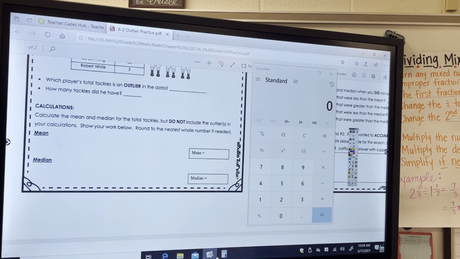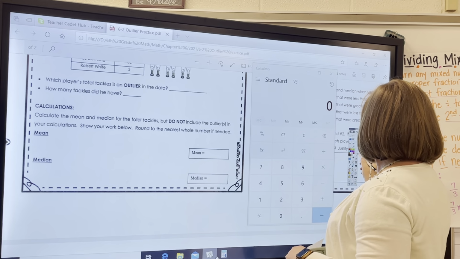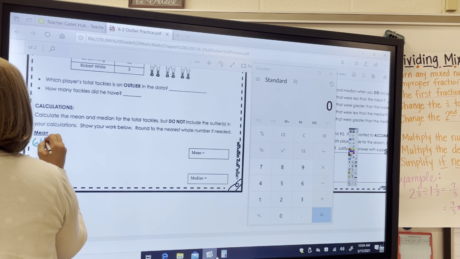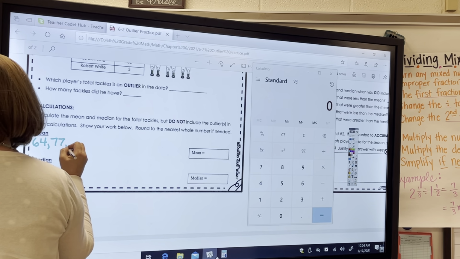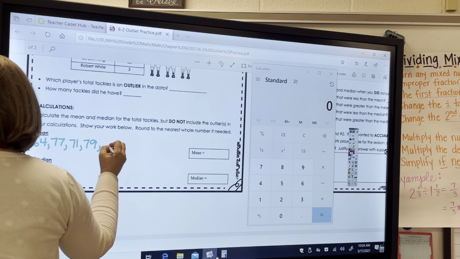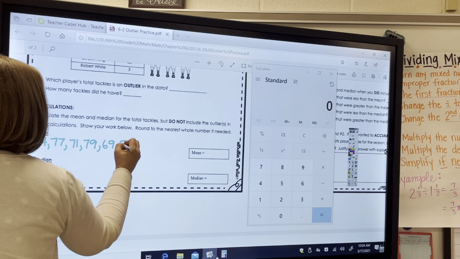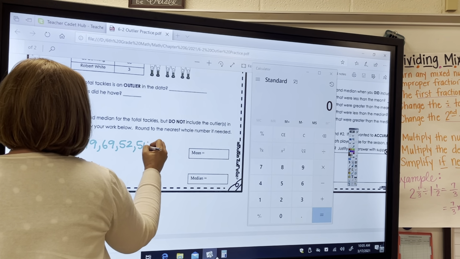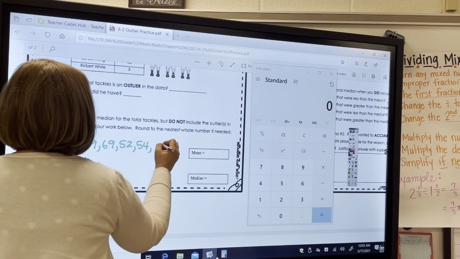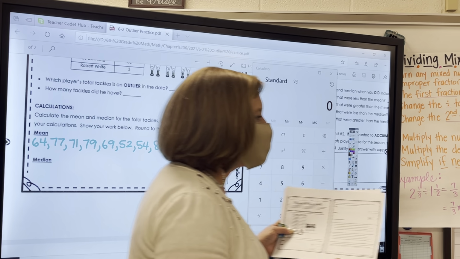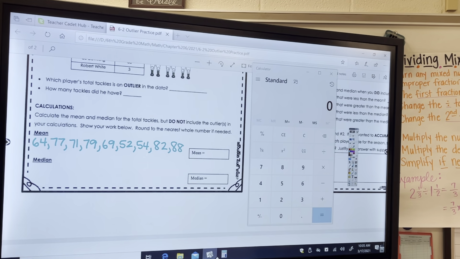What I want you to do right there for the mean is write all the numbers right here. We have 64, 77, 71, 79, 69, 52, 54, 82, and 88.